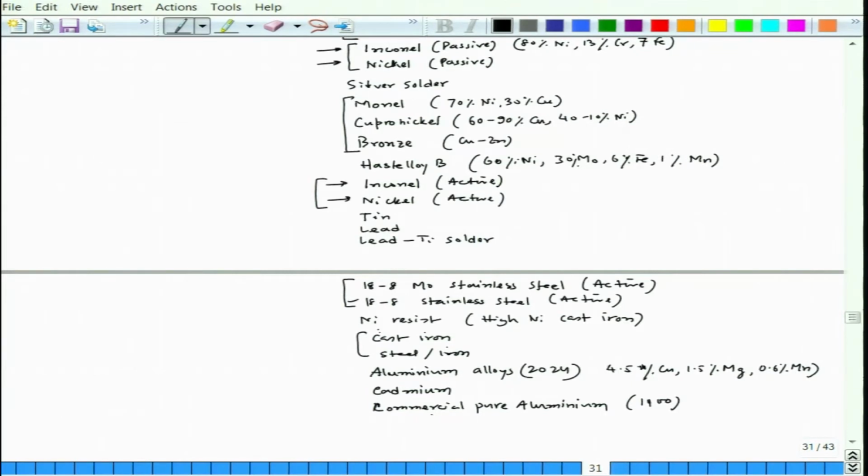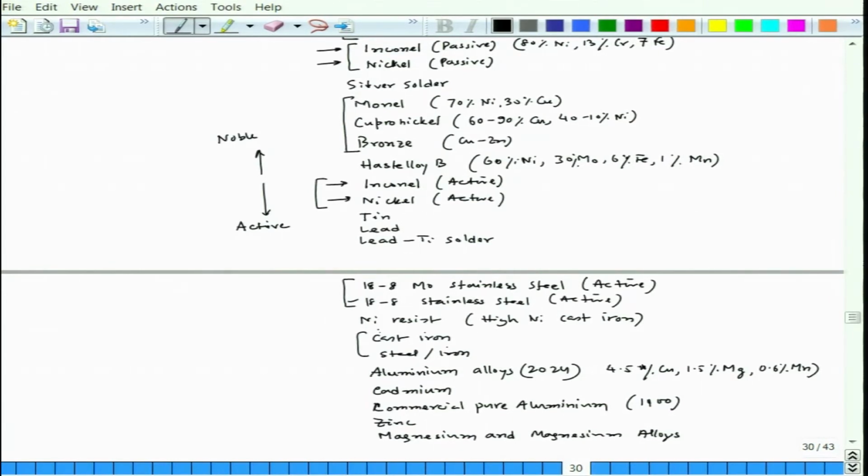And then zinc, and lastly they have put magnesium and magnesium alloys. So, now interestingly, another thing they have mentioned is that as you go down they will become active, as you go up they will become noble.